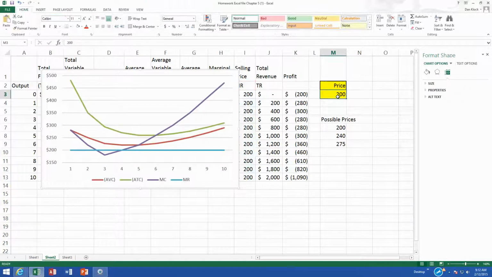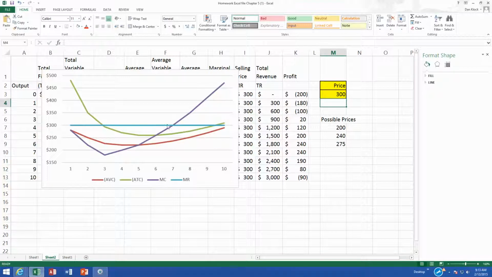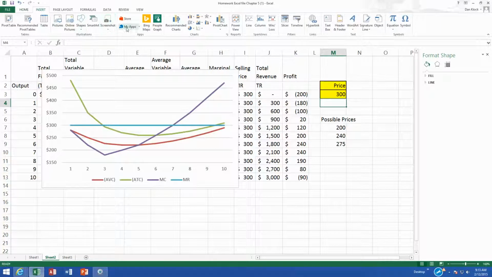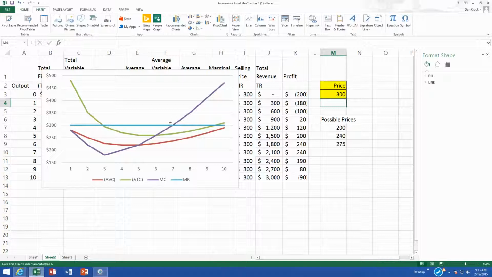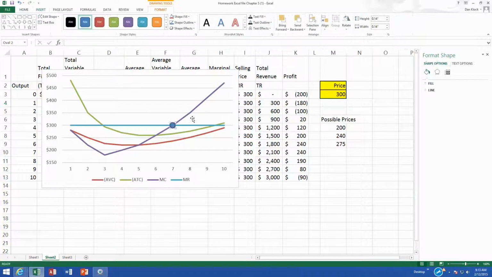Again, if I go back to my original price of 300, boom, there. If I look where MR equals MC, let me draw a picture. When you look at these graphs, that's the point to look at. MC is this purple line going up. And marginal revenue, of course, is that straight line at 300, because I changed my price back to 300. This is my output of 7. And this is my profit maximization, this point here.